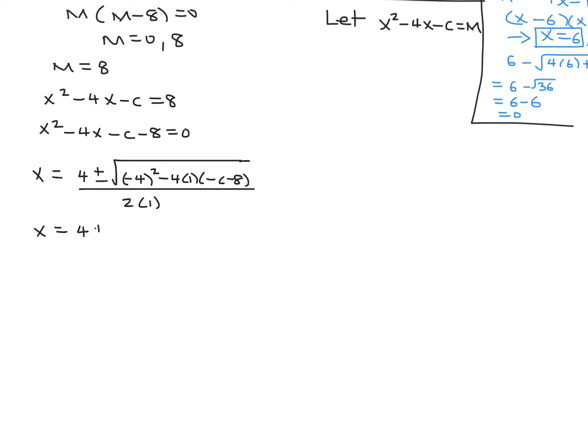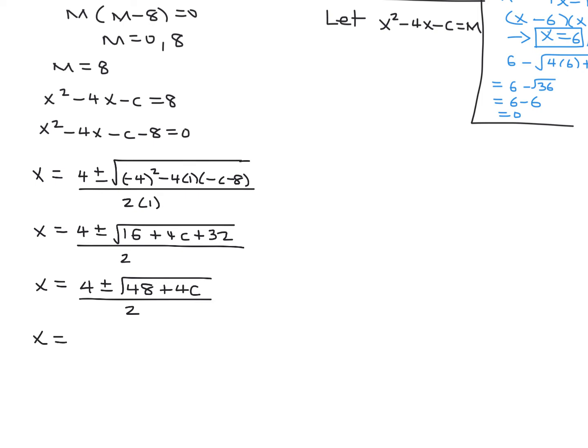And therefore this is 4 plus or minus 16, let's see here, plus 4c plus 32 all over 2. So this is x equal to 4 plus or minus 48 plus 4c all over 2. And then when you kick out that 4, it becomes 4 plus or minus 4, or actually 2, because you're going to have to take the square root before kicking it out of the radical. And then that's going to be 12 plus c all over 2. And then finally, it'll just be 2 plus or minus the square root of 12 plus c.